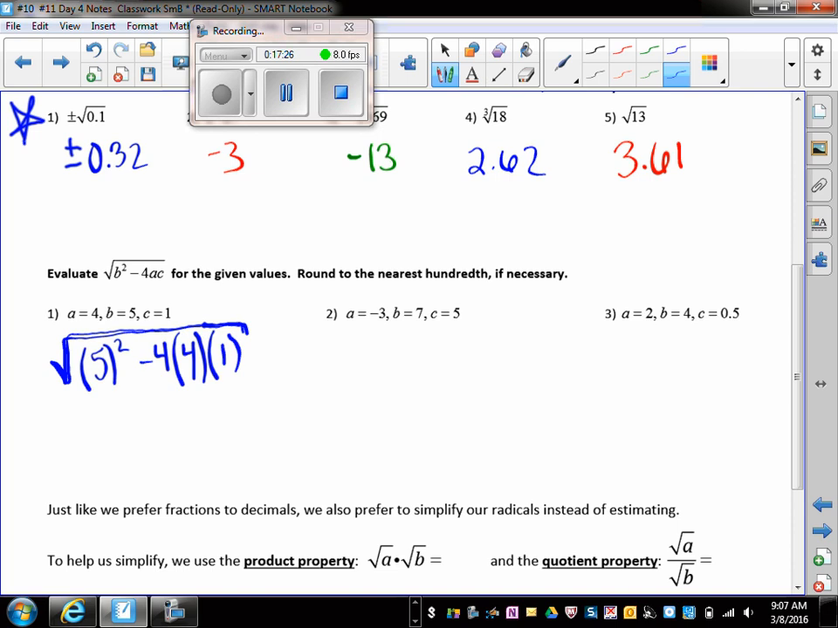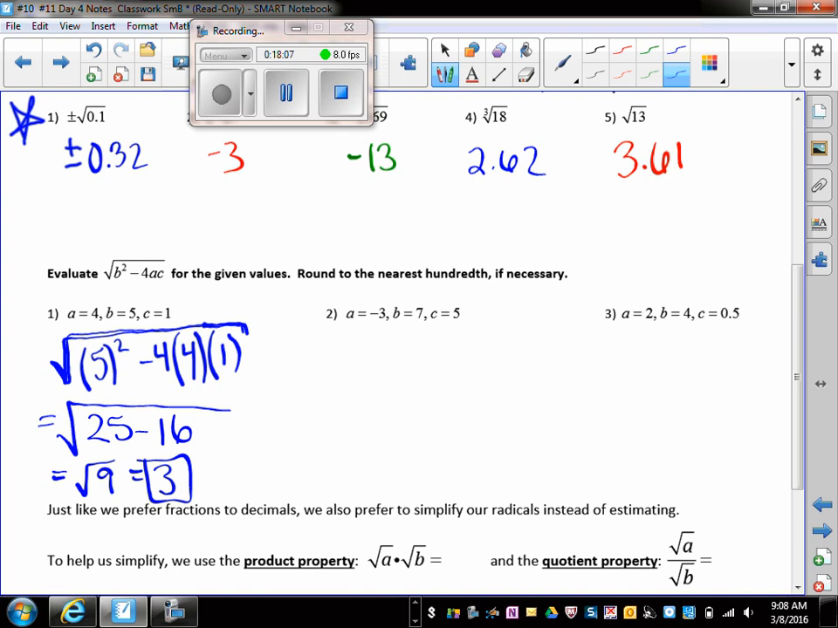The square root goes all the way to the end of my C, so it should go all the way to the end of my values. Okay. So you can actually put this in your calculator as is. Square root of 5 squared minus 4 times 4 times 1. While you do that, I'm going to do it algebraically. And punch it in your calculator so you can get the same thing. Did we get 3? Yes.